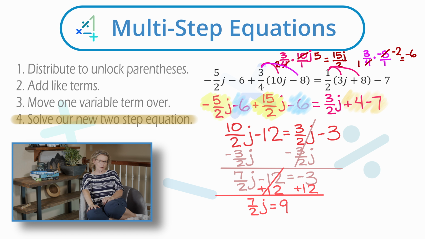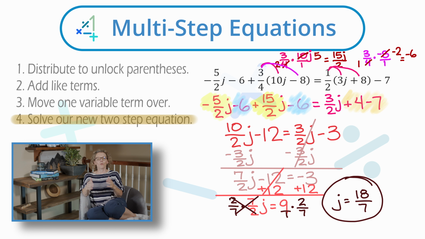Remember how to get rid of that 7/2 in front of the j? Multiply both sides by its reciprocal. Times 2/7 here and here. 9 over 1, so j equals 18/7. Well, isn't that a lovely answer?